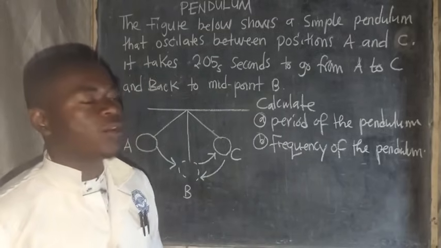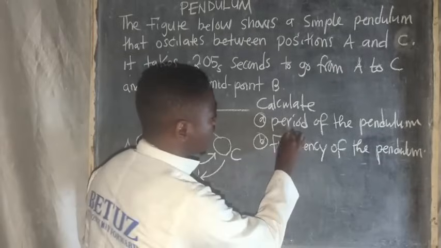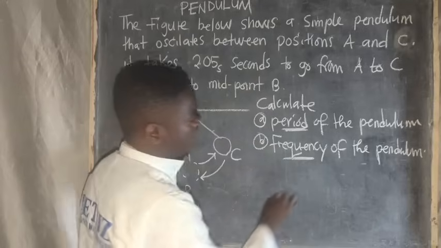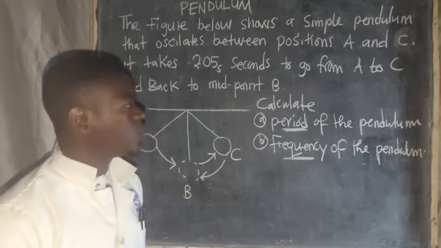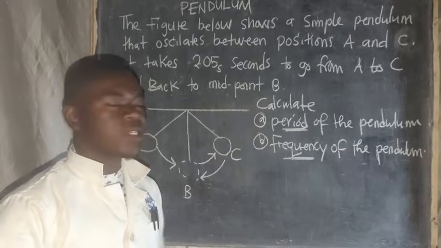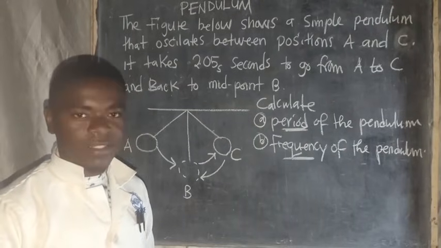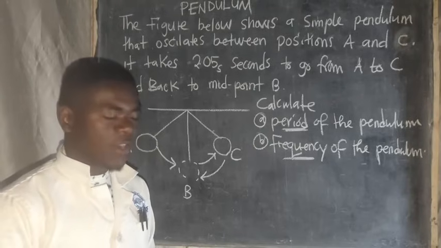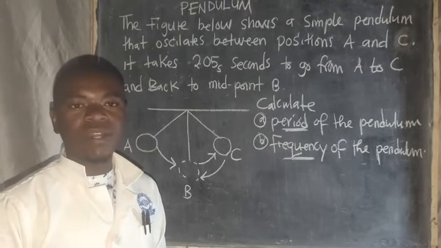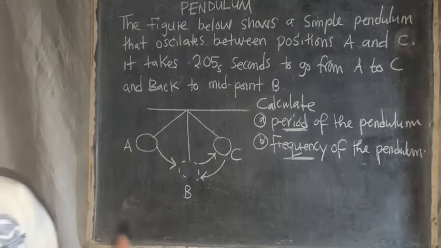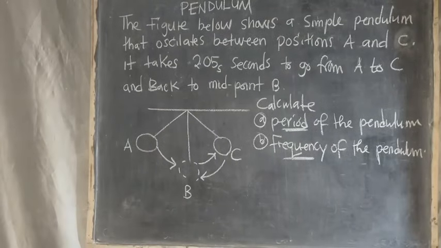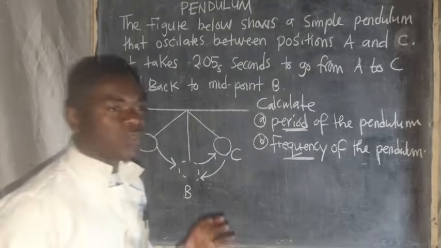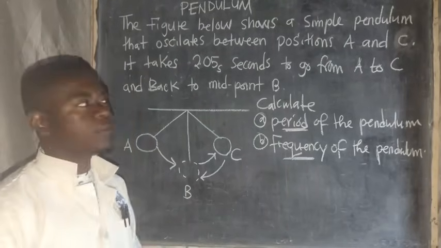You need to know how to find two things here, and these are the two I've put here: period and frequency. You need to know how to work these out if they come in an exam. How to find the period of a pendulum, how to find the frequency of a pendulum. These are two important things that you need to know as a student, and you need to make sure that you understand them clearly.